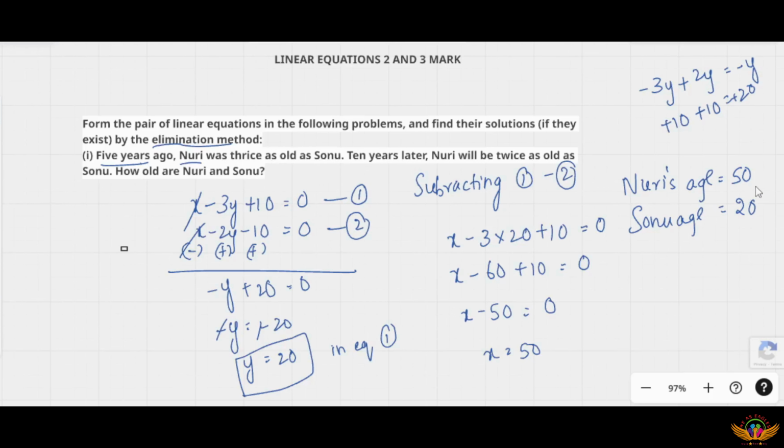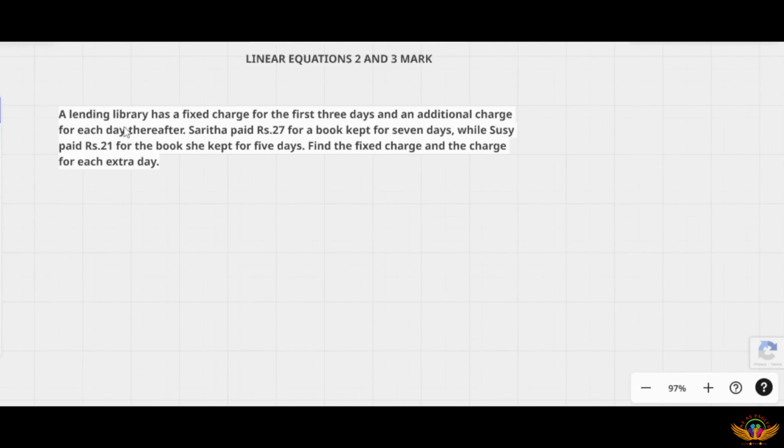5 years ago means 50 becomes 45, 20 becomes 15. So it has to be thrice. 15 into 3 is how much? 45 only. So 3 times Sonu's age is nothing but Noori's age. So our answers are correct. You can cross check like this as well. Yes. Let us move to the next question.